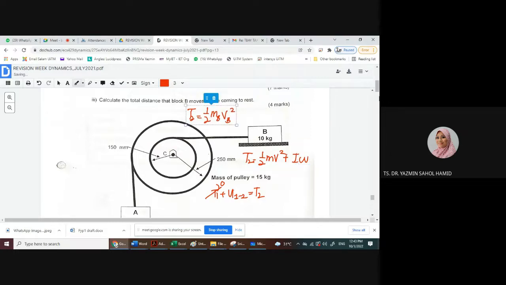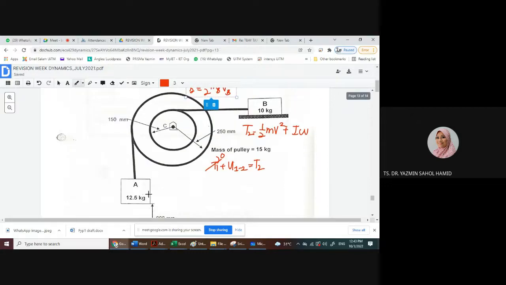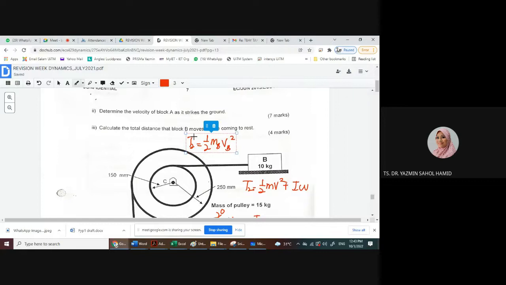Okay. Untuk blok B ni dia boleh rotate tak? Amirul Iman, blok B ni boleh rotate tak? Tak dia tak boleh rotate. Dia bergerak ke kiri ke kanan saja, kan? Okay. So tu done. Okay, now blok A boleh buat apa? Ke kiri ke kanan ke atas ke bawah? Atas bawah. So bila ke atas ke bawah, formula dia apa?